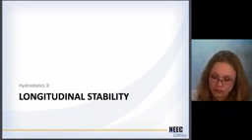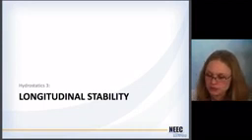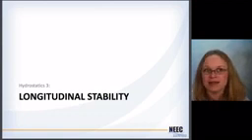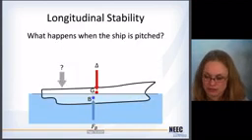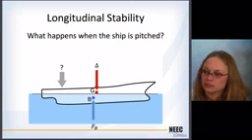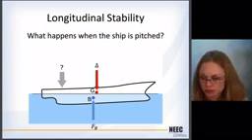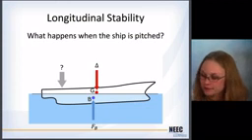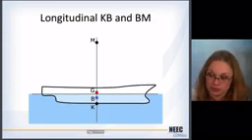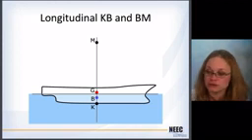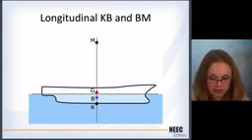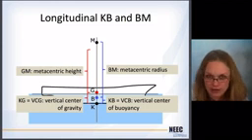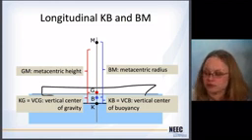So that was a real quick intro on transverse stability. Longitudinal stability has a lot of the same concepts, but in practice, there's differences. So longitudinal stability is what happens when the ship is pitched. It means you press down on, you know, the bow or the stern and see what happens with the ship. Just as with transverse stability, you have a metacenter, you have G, B, and you have K, and they're defined in exactly the same way. These are just the longitudinal versions here.